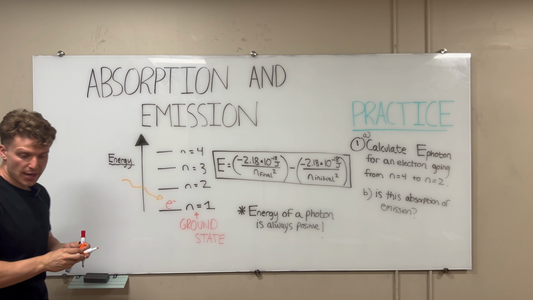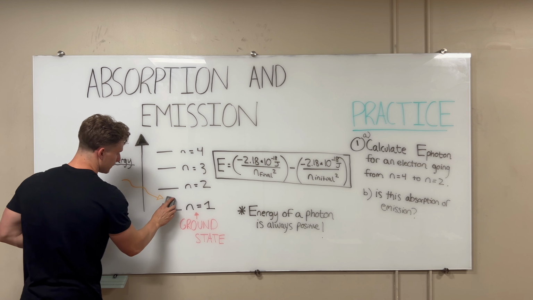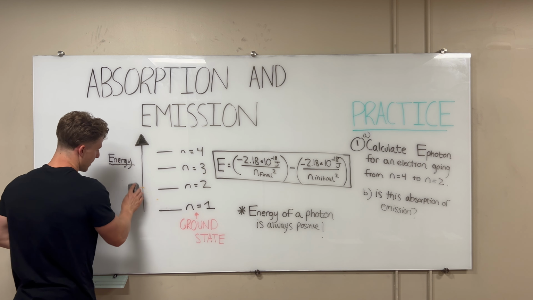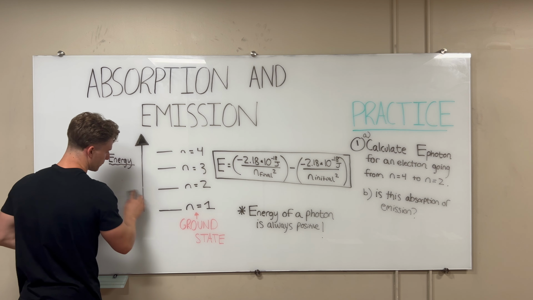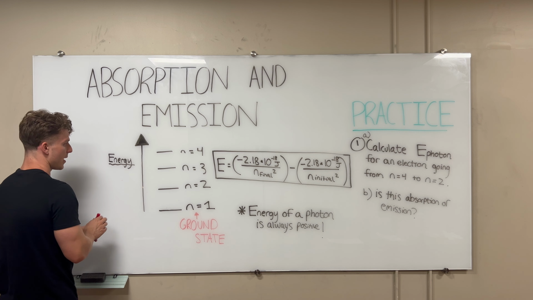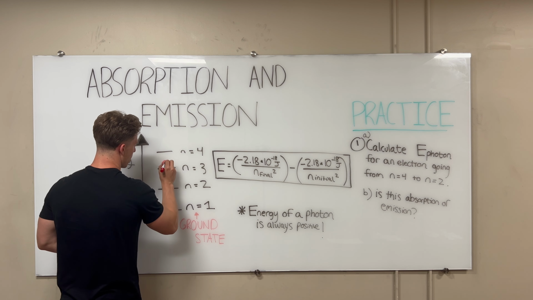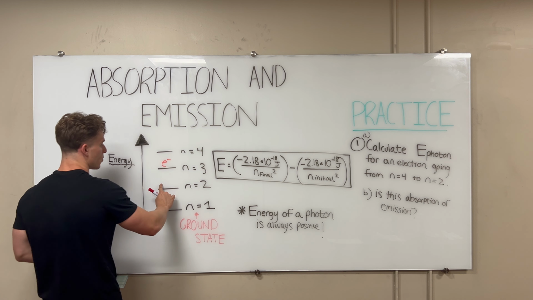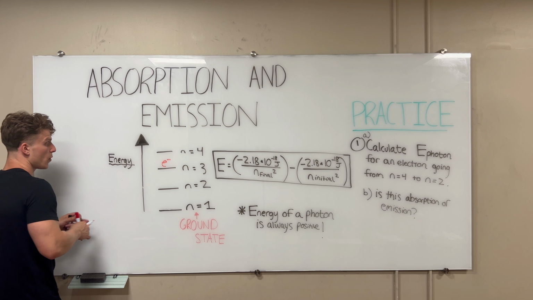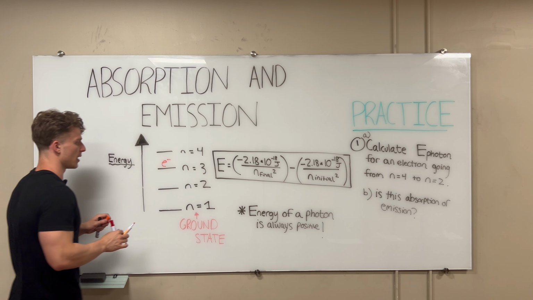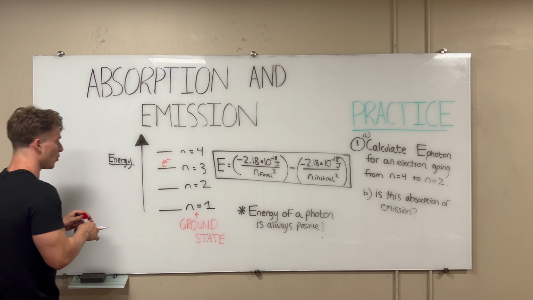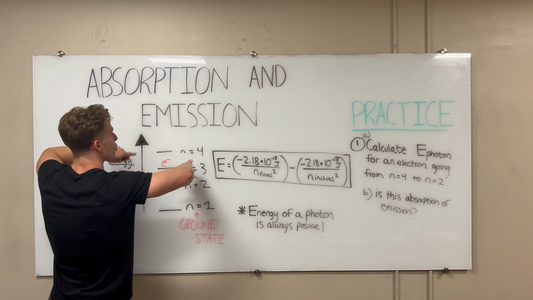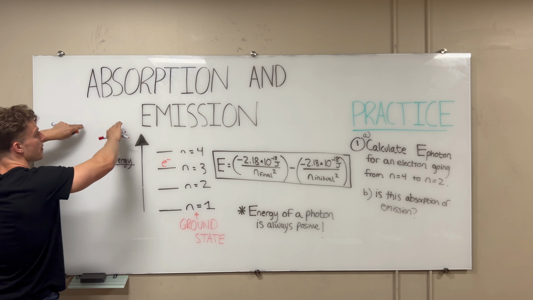Now, let's imagine that we have this electron, and instead of absorbing energy, let's say we put it in the n equals 3. And we want to actually put this electron to the n equals 2, right? So if we want to go from a higher energy level to a lower energy level, what we're going to have to do is actually emit energy. So that's the difference between absorption and emission.